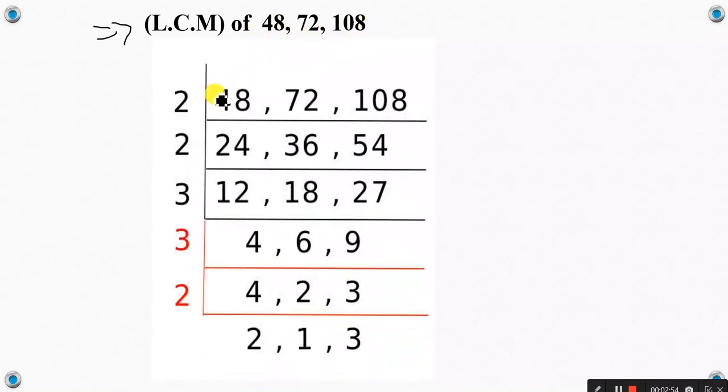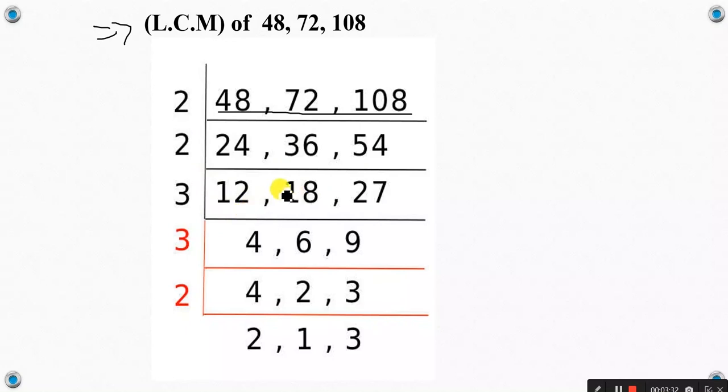Let us see another example. Let us find the least common multiple of 48, 72 and 108. First, we write these numbers in a row. All are divisible by 2. 48 divided by 2 is 24. 72 divided by 2 is 36. 108 divided by 2 is 54. Now we can also divide by 2. 24 by 2 is 12. 36 by 2 is 18. 54 by 2 is 27.